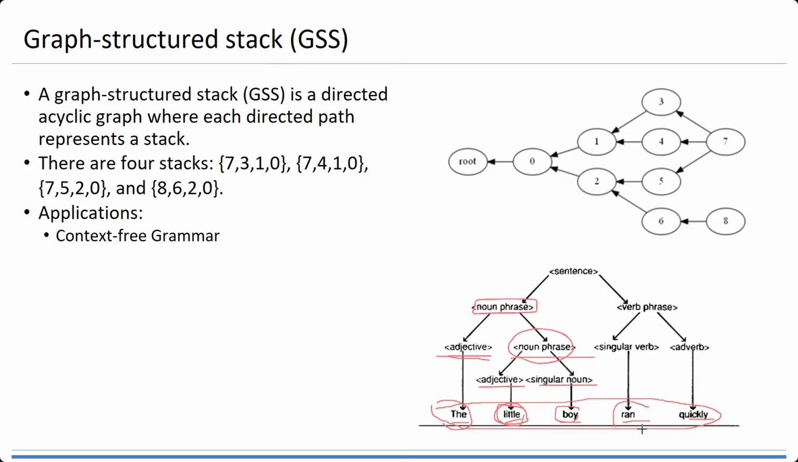This is a singular verb and this is an adverb. So we can combine those two into a verb. Then it becomes one sentence. Then this is the stack. This is another stack. This is another stack. This is another stack. And this is another stack. So we can put this kind of grammar, or we call it, this is the graph structure grammar, as a graph structure stack.